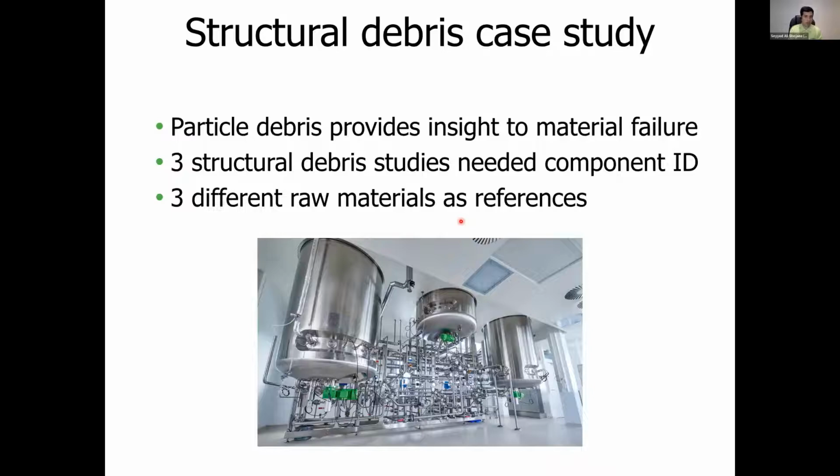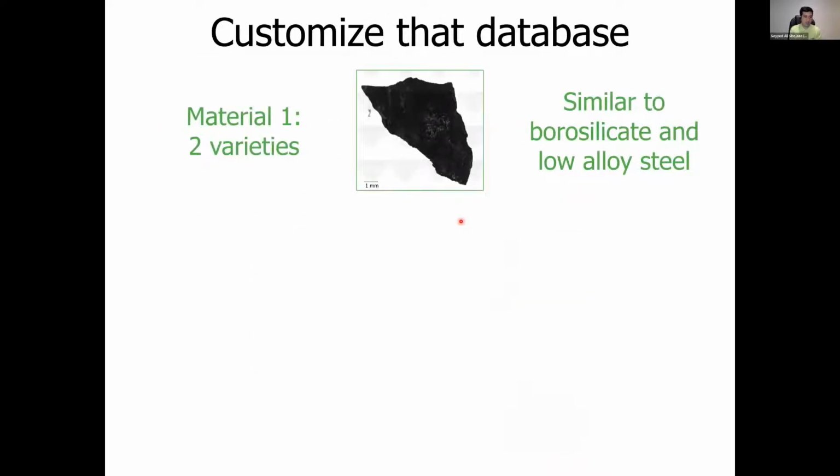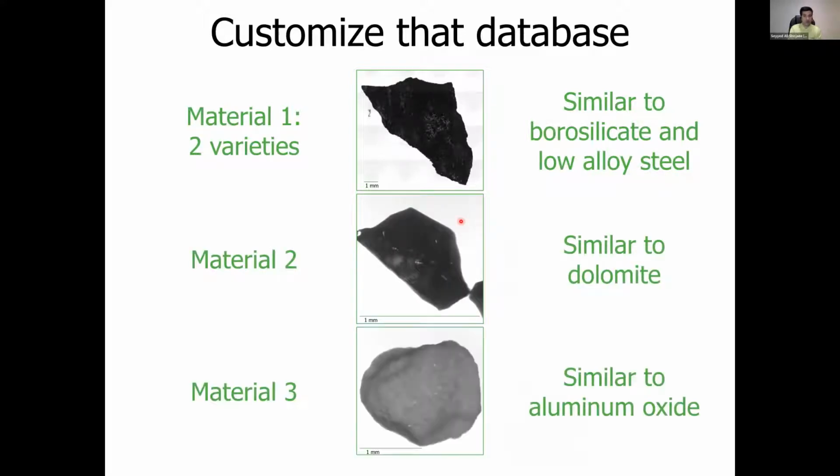We started by studying the raw materials. Interestingly, the first raw material that we studied was actually 2 different kinds of material. It was either borosilicate glass or low alloy steel. The other 2 were dolomite and aluminum oxide. So we noticed that we had 4 different kinds of materials: glass, steel, alumina, and dolomite. And while Raman can easily identify borosilicate glass, dolomite, and aluminum oxide, it cannot detect steel. So we used LIBS for this analysis.